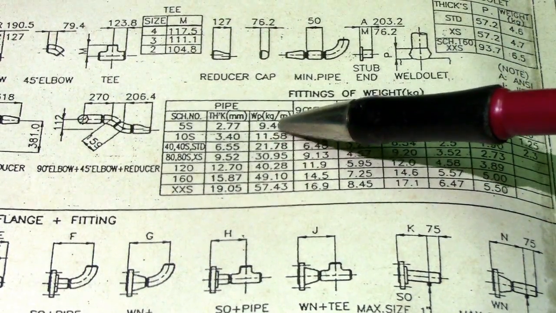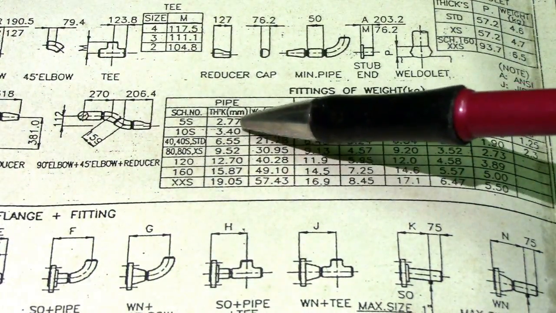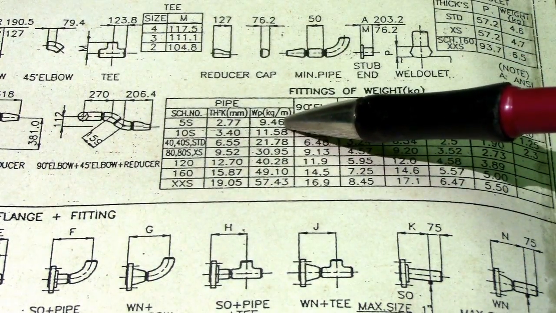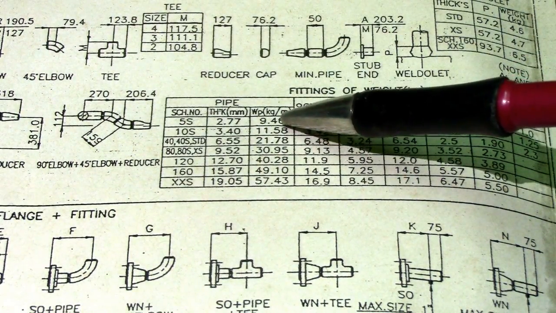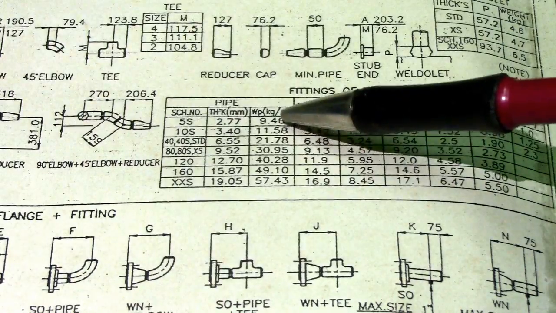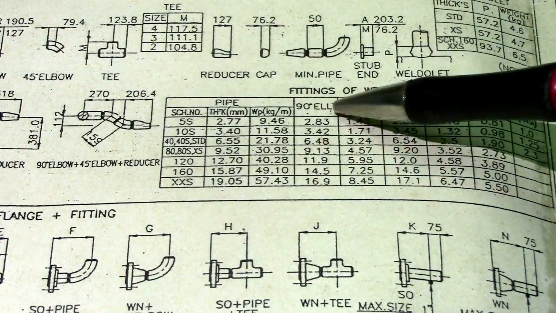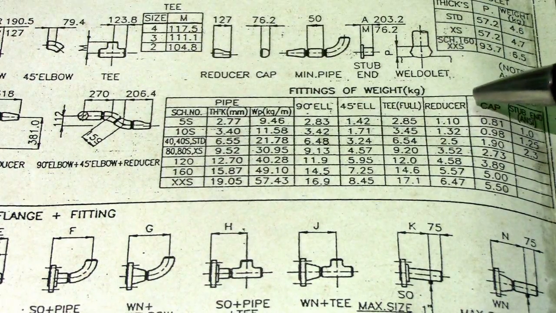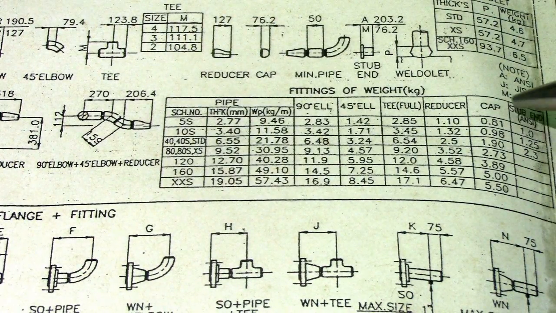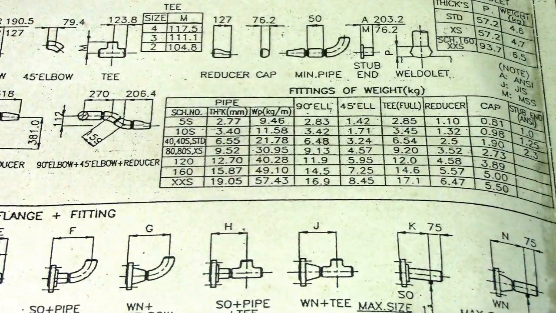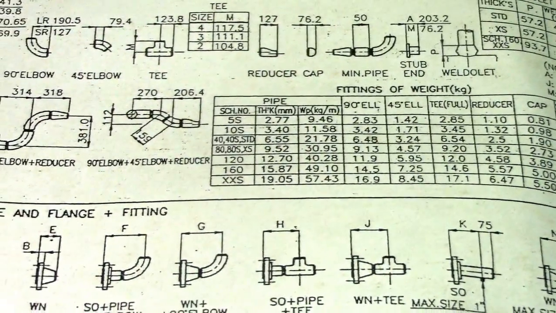So in 5S we have a 2.77 millimeter thickness, and the weight is 9.46 kilogram per meter. And of course also the 90 degrees elbow, and we have a cap and a stub end. So please take note of all this.